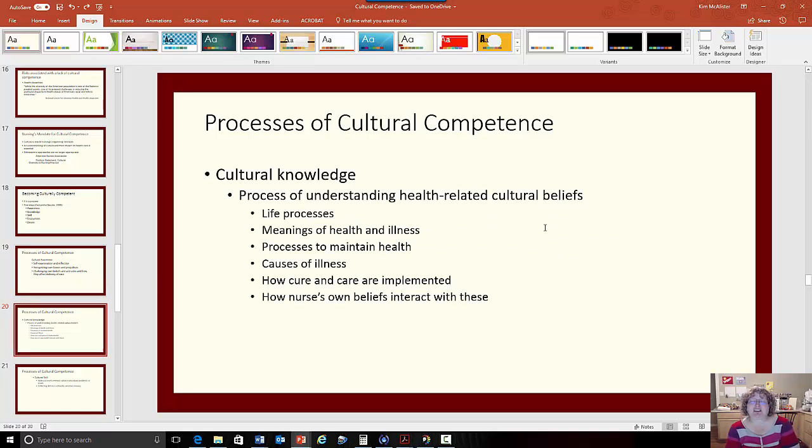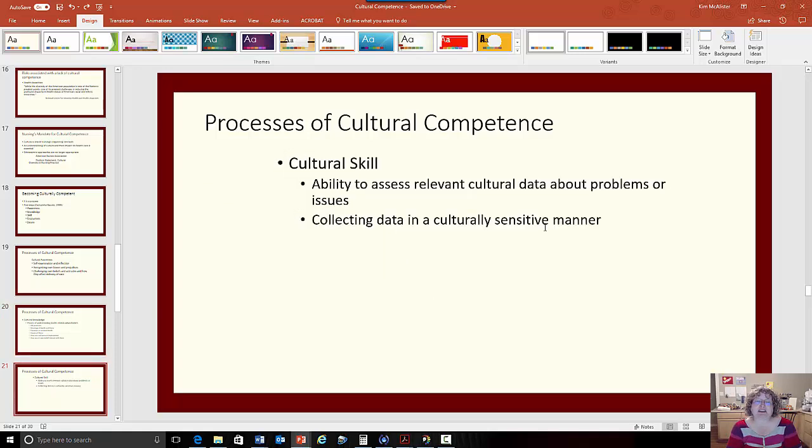Cultural knowledge is understanding health-related cultural beliefs, looking at life processes. What is the meaning of health and illness for your patient? In your self-awareness reflection, did you identify what health and illness meant to you? Knowing what you mean it to be can help you avoid imposing that on other people. And take the opportunity to find out what getting better is, or what feeling better would mean? What would being healthy mean to that person? And so on. And think about how your own beliefs interact with that.